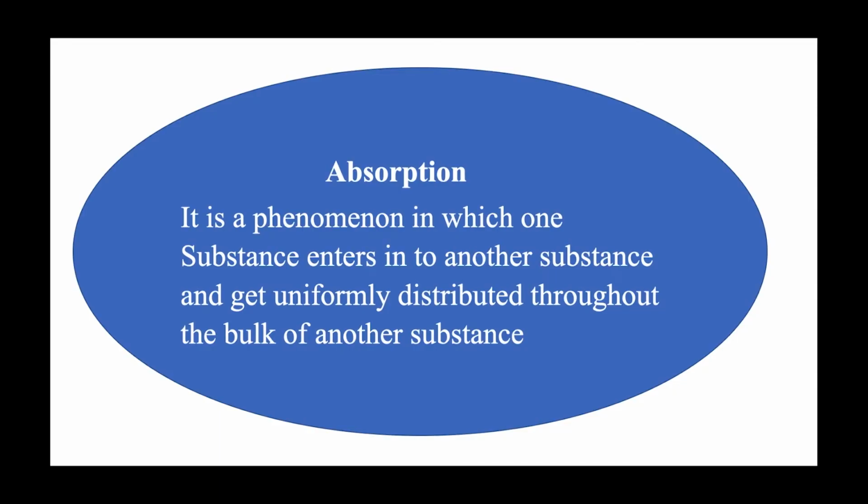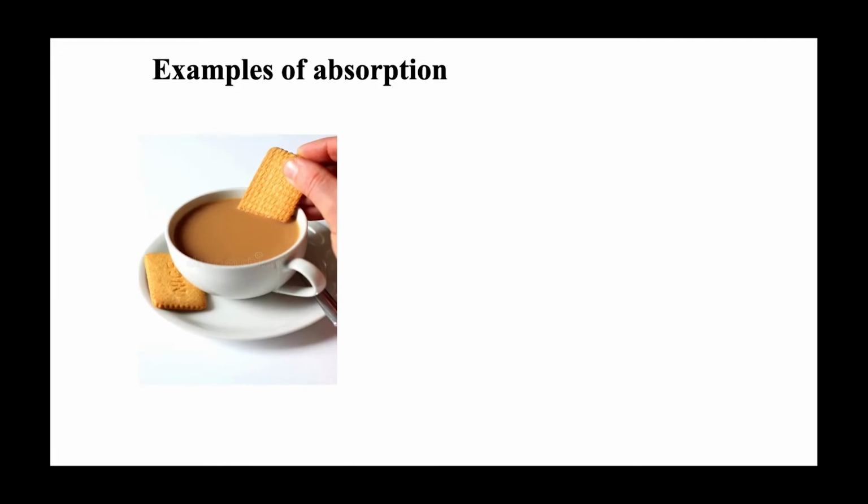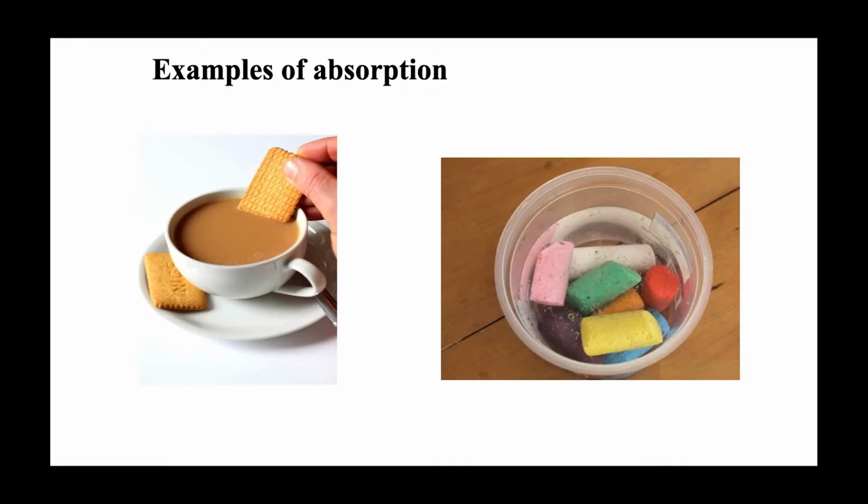If so, how do you define absorption? It is a phenomenon in which one substance enters into another substance and gets uniformly distributed throughout the bulk of the other substance. Examples of absorption: if we put a biscuit inside tea, the process happening is absorption. Here the tea gets absorbed uniformly into the biscuit. Another example is chalk in water. When we put a piece of chalk in water, what happens? The water gets absorbed. Now I hope you are clear about absorption.